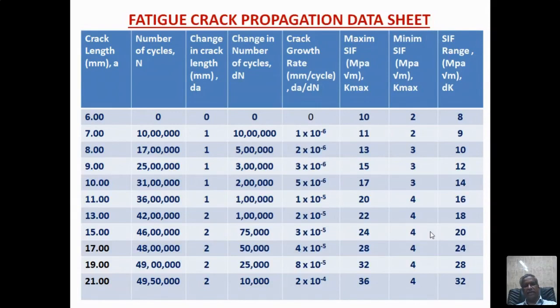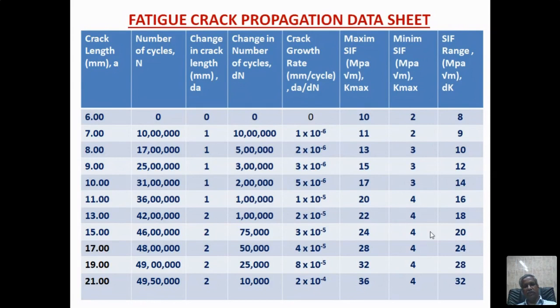So like that, you measure the crack slowly until the specimen fails, and you record the number of cycles. Every 1 mm, you record how many cycles it takes. So then it is changing. dA is what? Change in crack length. A is crack length, dA is nothing but change in crack length. What is the change in crack length? From 6 to 7, the change is 1 millimeter. 7 to 8, 1 millimeter. So up to 10 to 11, it is 1 millimeter.